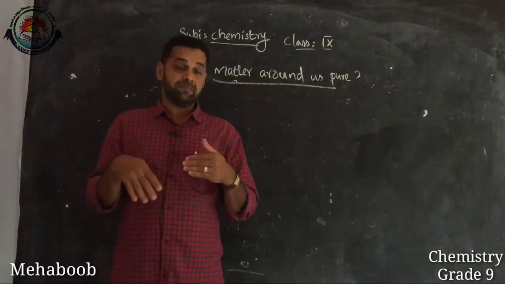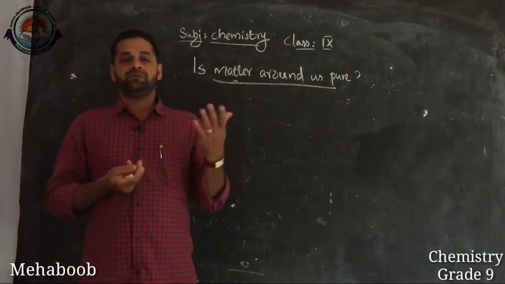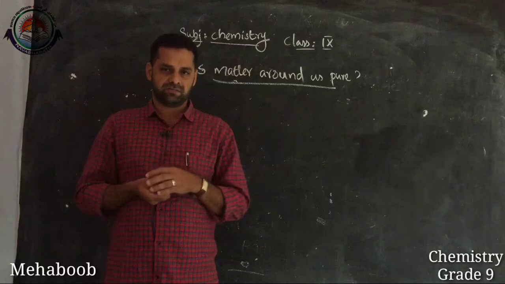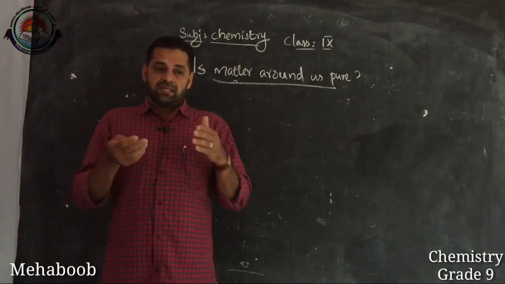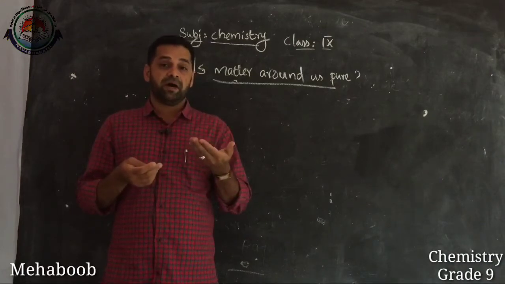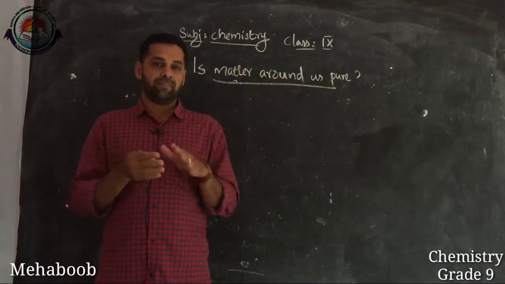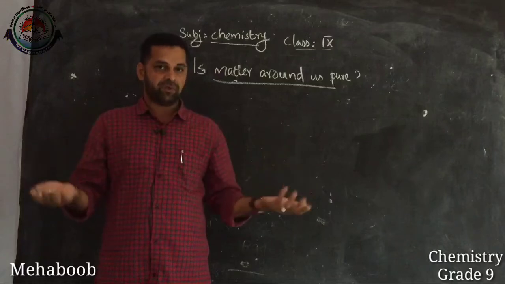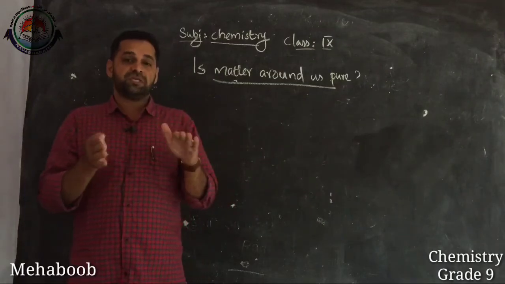It is impure form. And we have studied in the previous chapter that matter is made up of extremely tiny particles, and the purity of the substance is decided by the combination of these particles, how they are combined, whether they are different kinds of particles. So the purity of the substance is decided by the combination of these particles.